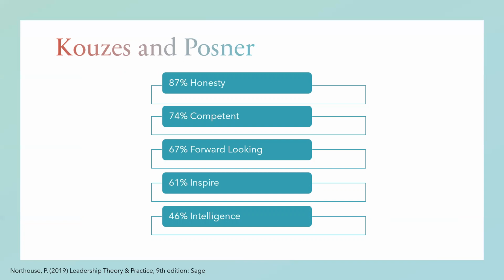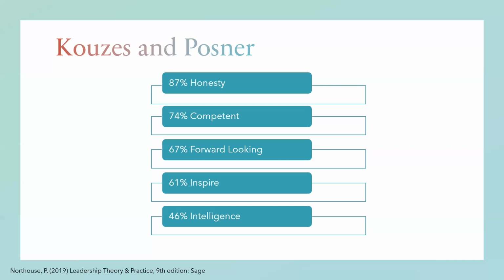61% said they were inspired. They were looking for their leaders to inspire and to motivate people to achieve their goals with work. And then 46% chose intelligent, about half of them. That was interesting, because if we go back to that list, intelligence showed up a lot. But when you asked an actual manager, it still came up almost half of the time, but the words honesty, competent, forward-looking, and inspire came ahead of that one. So again, it just depends on what list you're looking at.